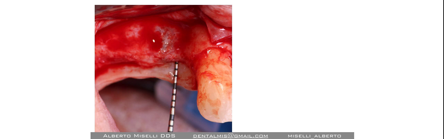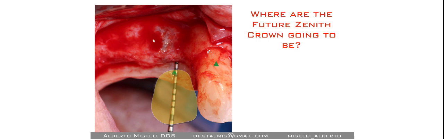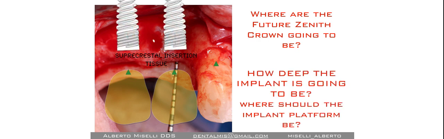So if we are planning where the future crown is going to be, and we decide where the zenith of this crown is going to be, we need to measure 3 or 4 millimeters depth. It means that in this slide we can see that we don't have enough space for tissue if the implant is placed at crestal bone. We need to place the implant deeper. That's why the subcrestal implant works better than the crestal bone implant, because in many cases we don't have enough soft tissue.